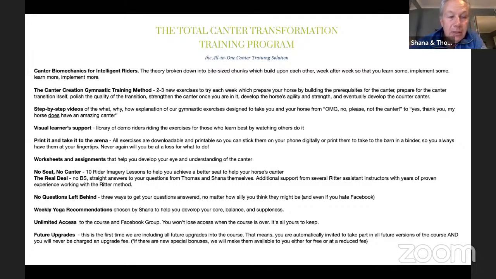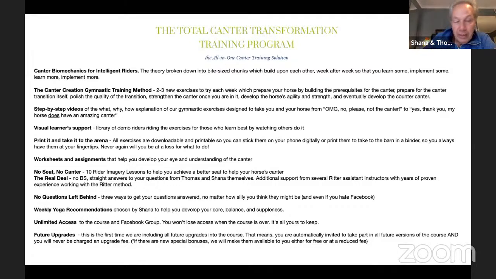Then we have worksheets and assignments that help you develop your eye and understanding of the canter. When you have to write something down, right, you learn better, you process it. You have to understand something in order to be able to verbalize it and explain it to others. That's why teaching other people is such an important part of learning yourself, right?